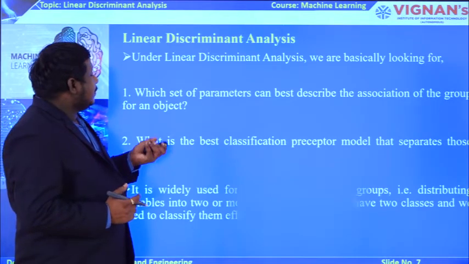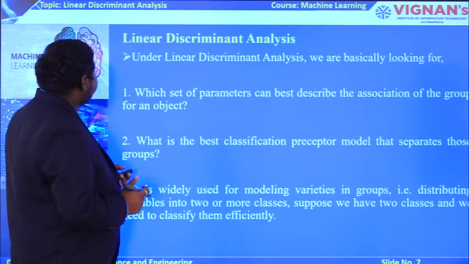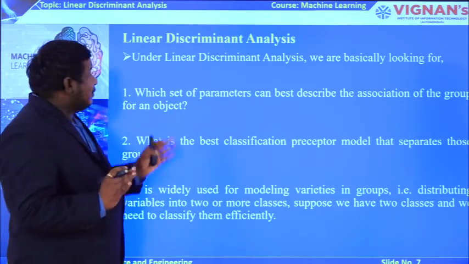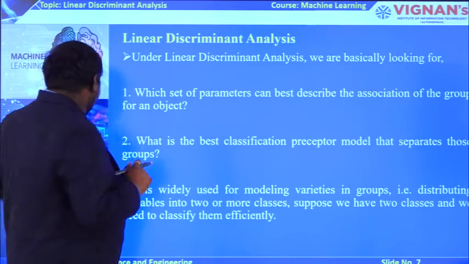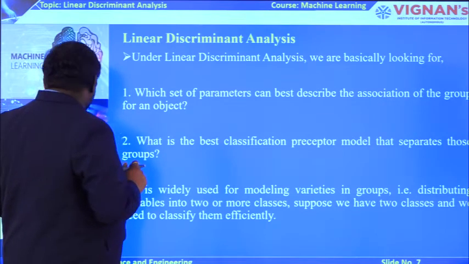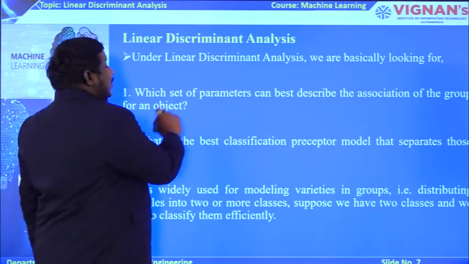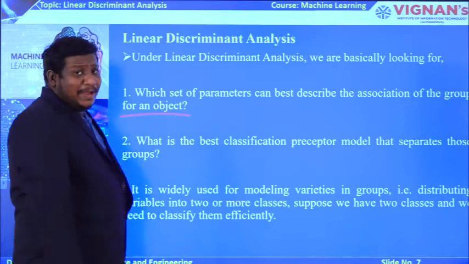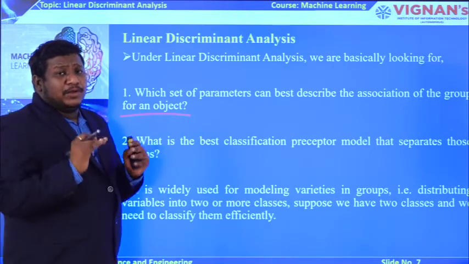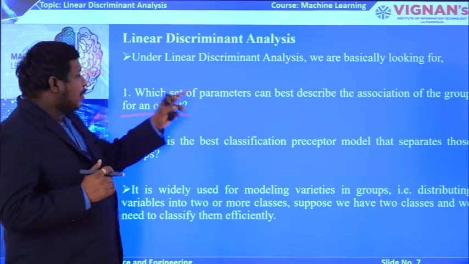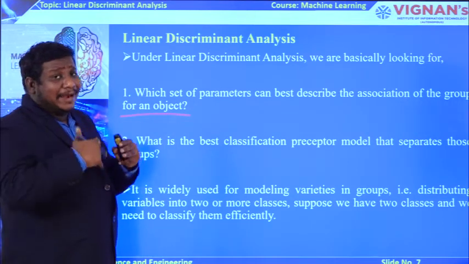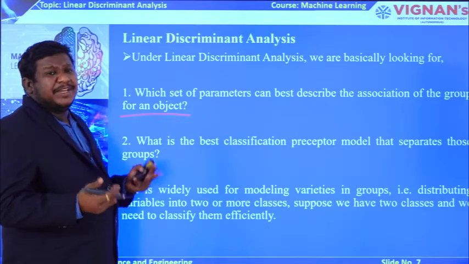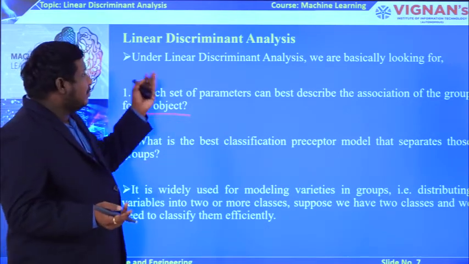So in conclusion, while we are working with linear discriminant analysis, we are basically looking for these 3 points. First, which set of parameters can best describe the association of the group for an object. If you have an object and need to identify which group it belongs to, or how adding this object to a particular group will increase performance, that is the main thing we will find with LDA.